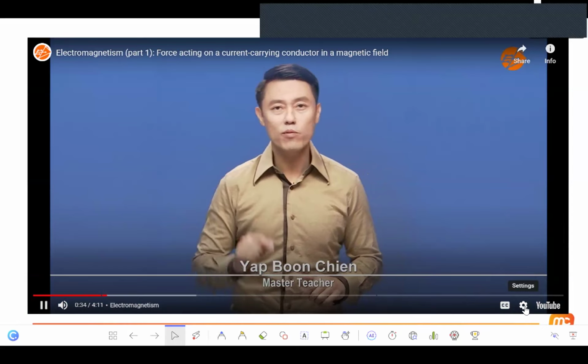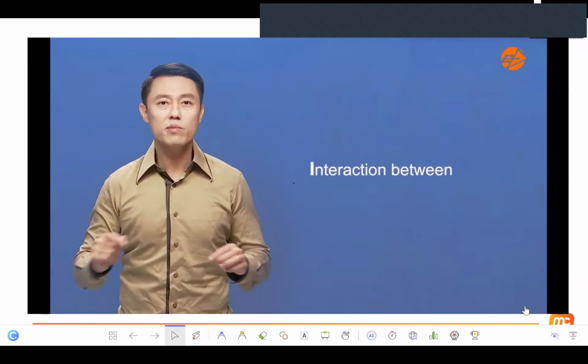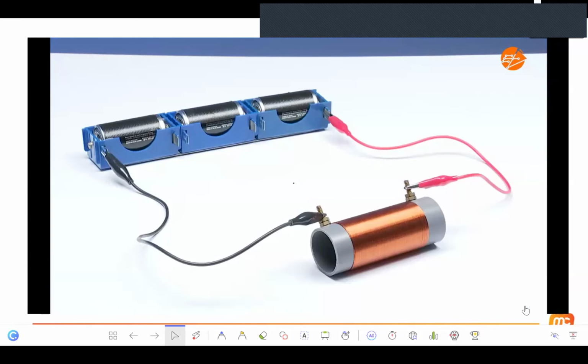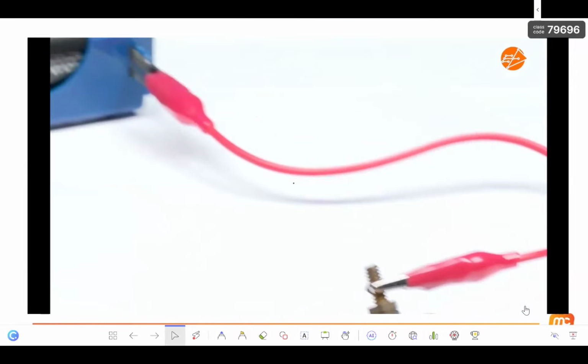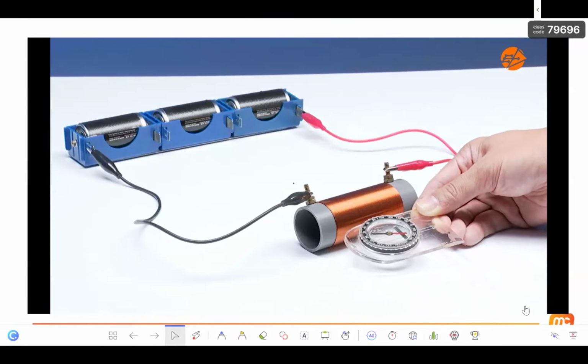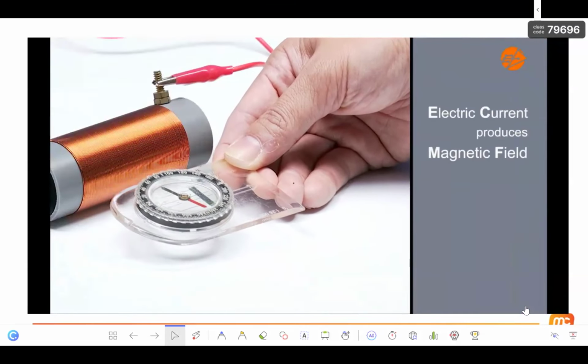Before we can talk about the phenomenon of the moving wire, we must first understand the concept of electromagnetism. Electromagnetism describes the interaction between electric and magnetic fields. To illustrate this interaction better, we have here a solenoid that has an electric current passing through it. When I place a compass near it, the needle immediately deflects. This is an indication that the electric current produces a magnetic field.